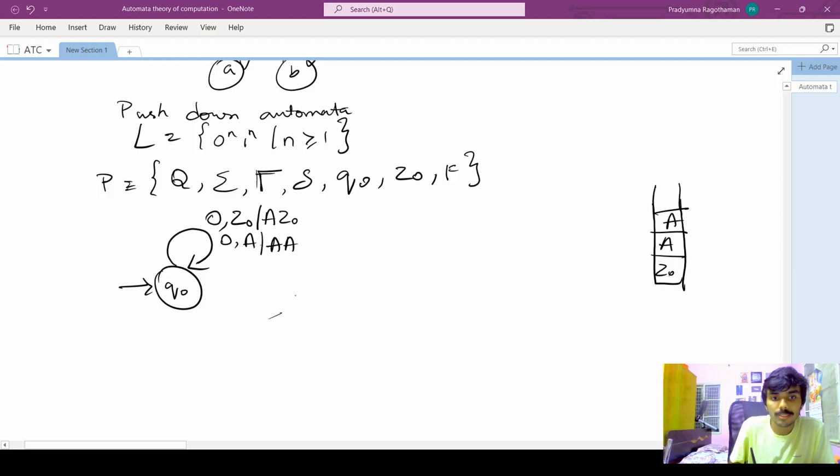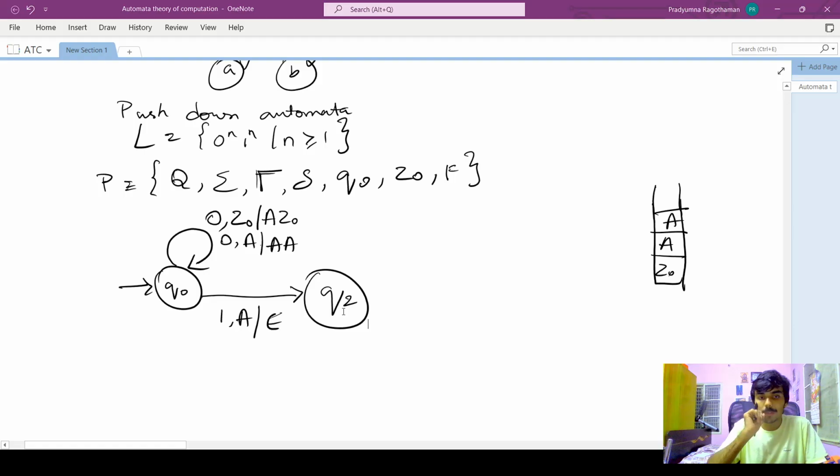And finally, when it encounters 1, it should go to the next state q2, and it is obvious that the top element of the stack should be a. It cannot be Z0, and that top element should be removed, so we represent that with epsilon. Initially the top element will be Z0, and it is concatenated with a, which means a is added to Z0 and written as aZ0. Here it's only a. And finally we have a self loop here so that we can empty the stack.